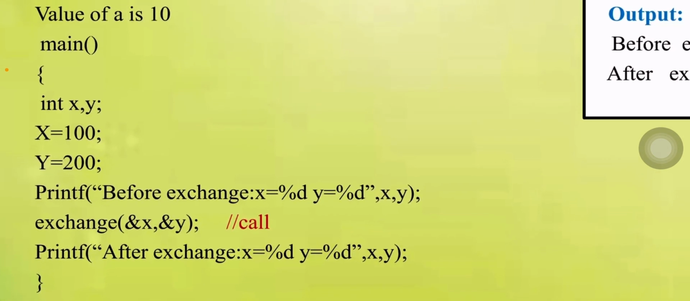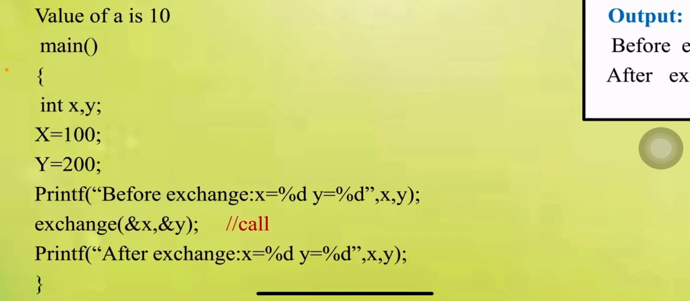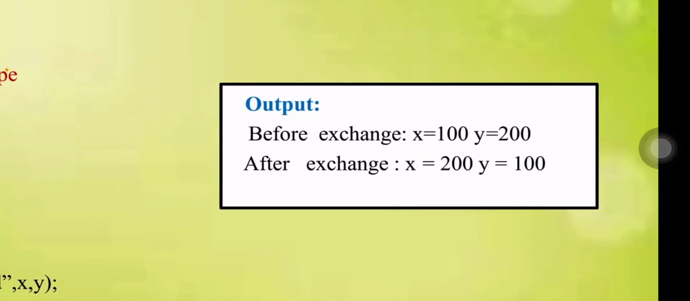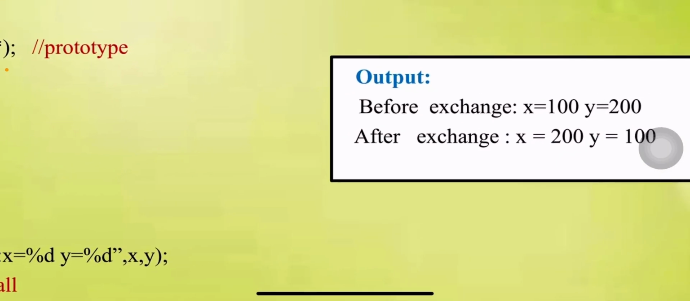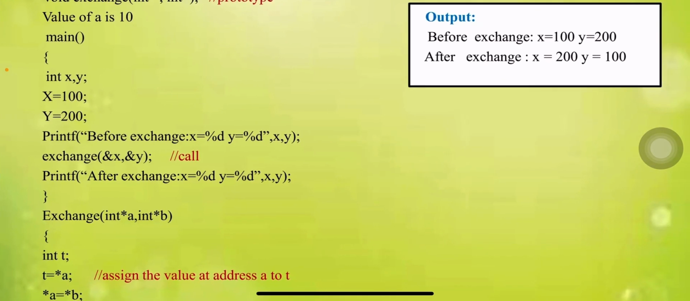Here printf, after exchanging, will print the value of x and y, and after exchange the values are 200 and 100. That means the values are exchanged now, and this is only possible with the help of pointers when we call the function with the help of reference.